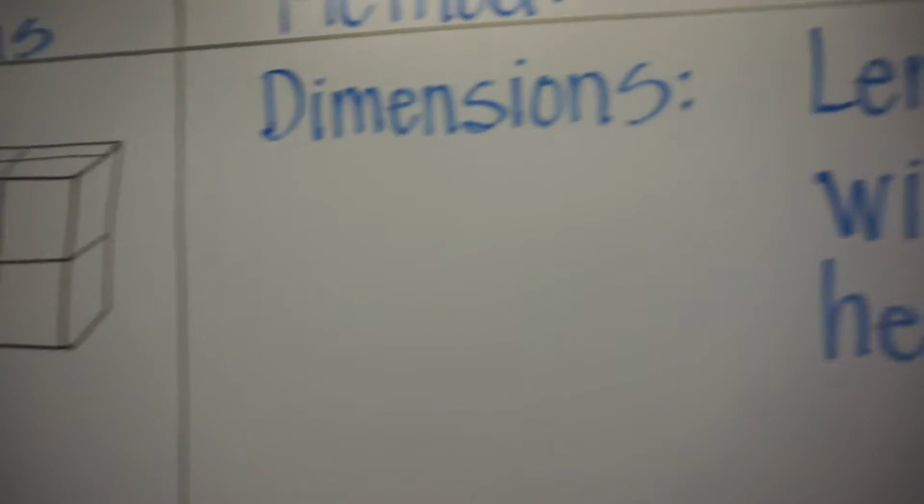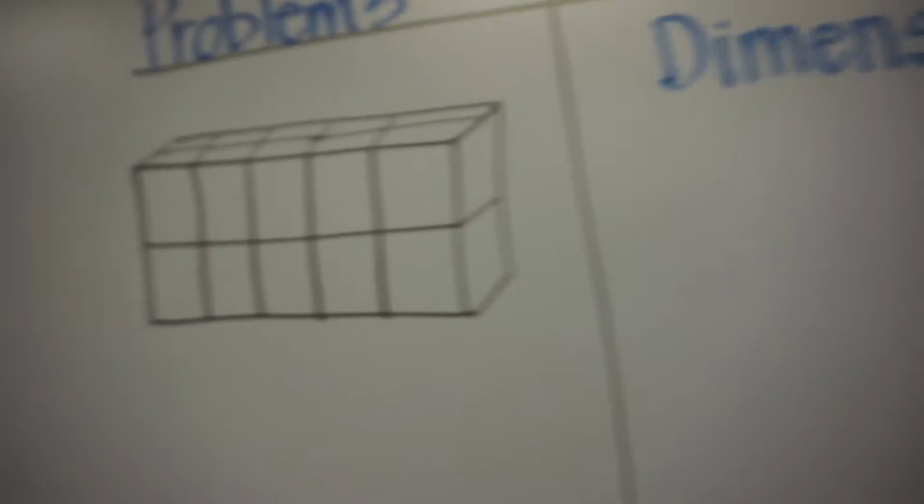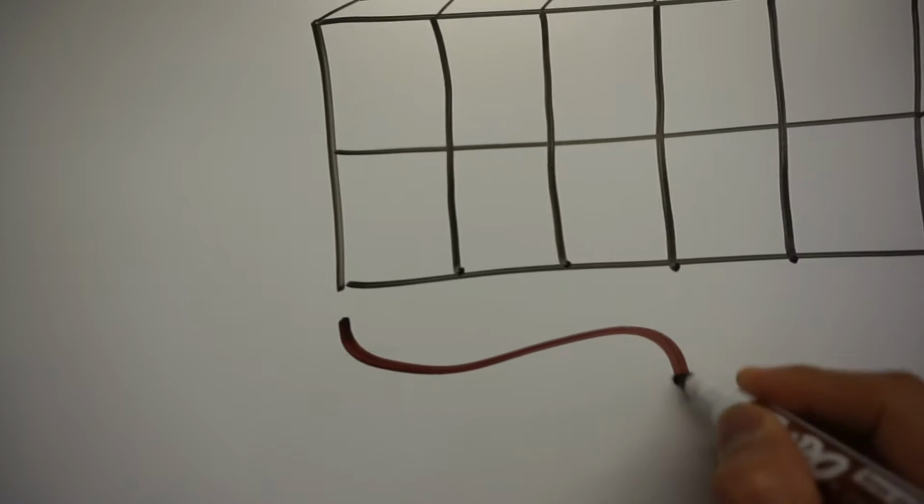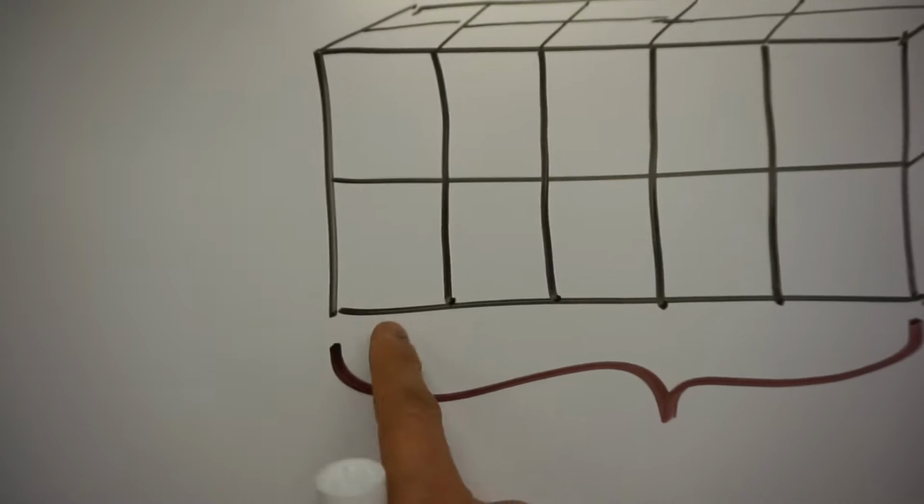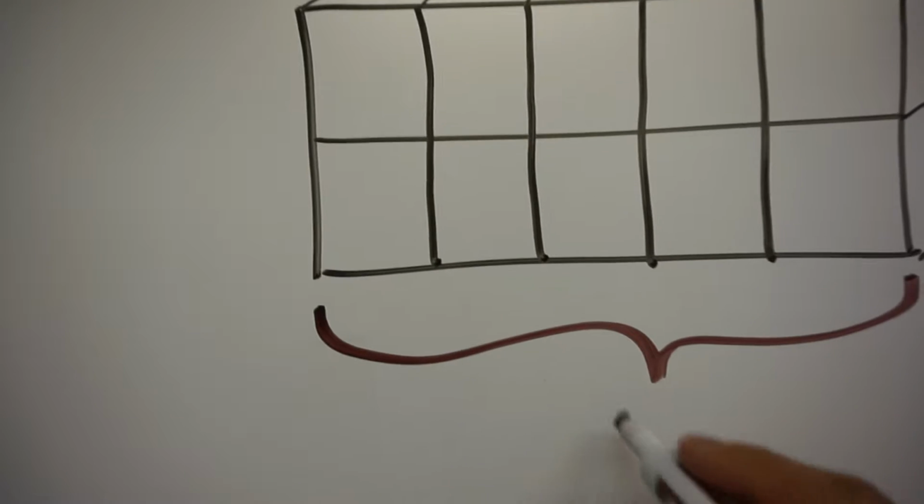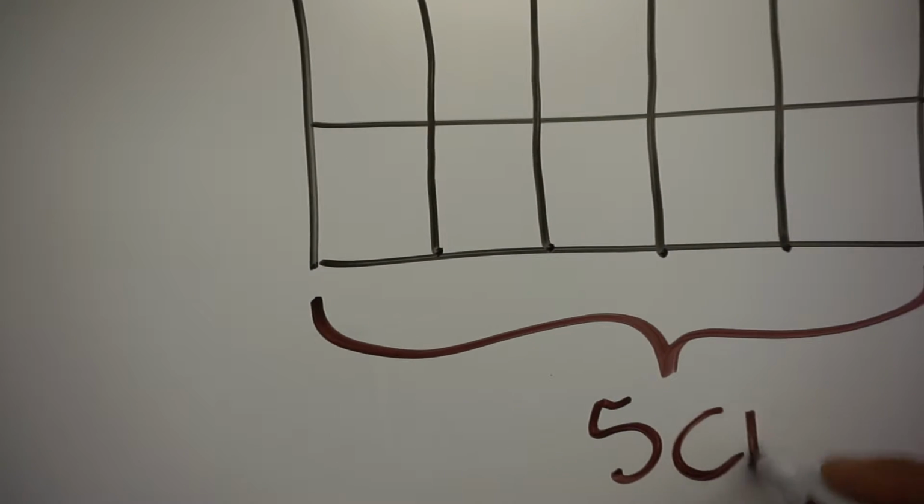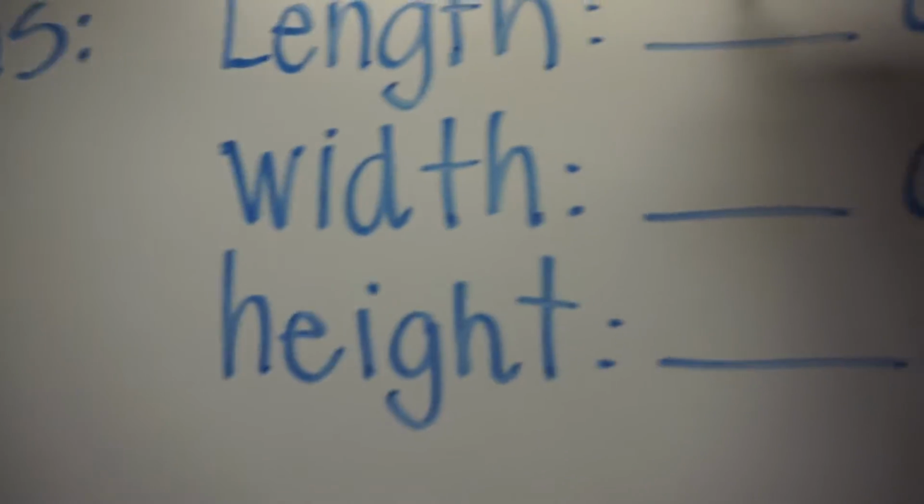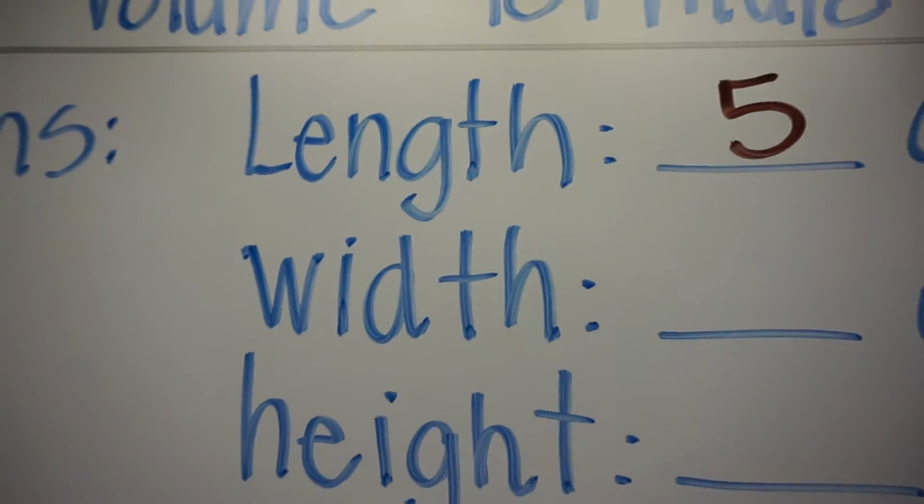So first of all, we need to know what the length is. If you want to find the length, all you have to do, my friends, is count the number of squares, or centimeters in this case, from here. 1, 2, 3, 4, 5. So this is 5 centimeters. So that will be the length, and we will write it here on the length portion.